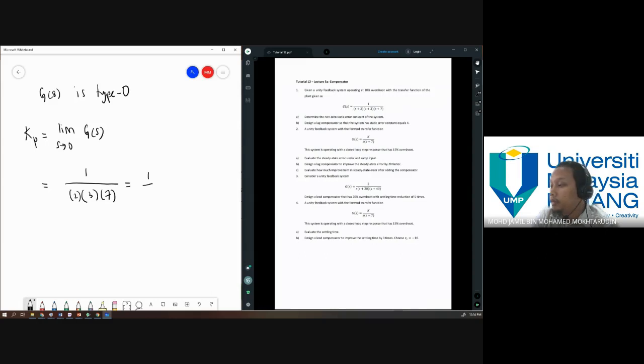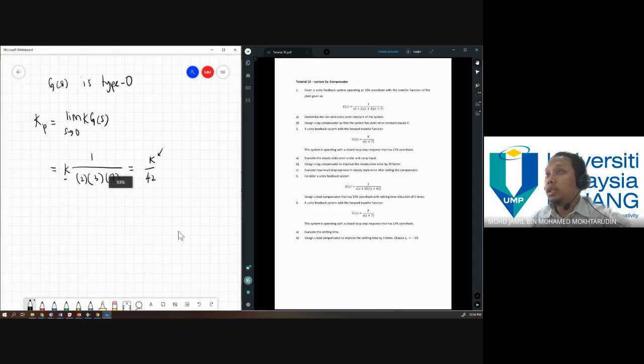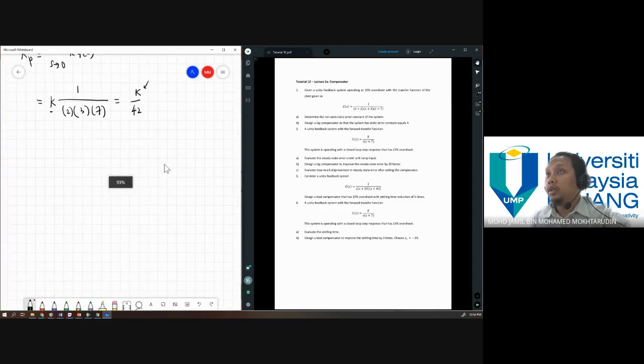So this equals 1 over 42. But here we didn't put K, okay? So actually we need to find the K first, okay? The gain K of the system. So we have K over 42. So what is K? So we need to find K. So to find K, you need to use the long calculation.